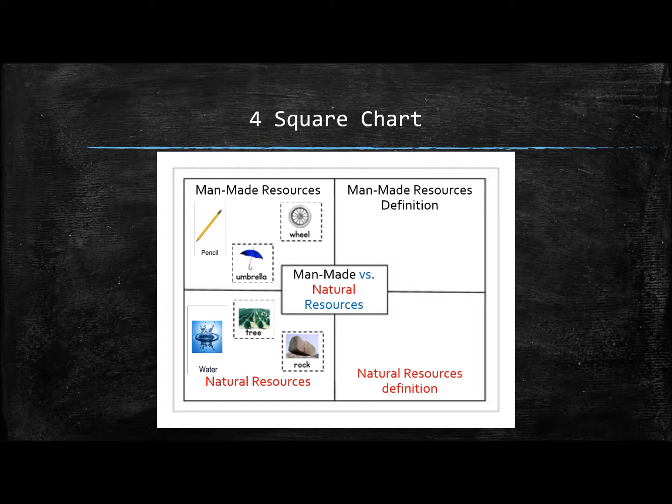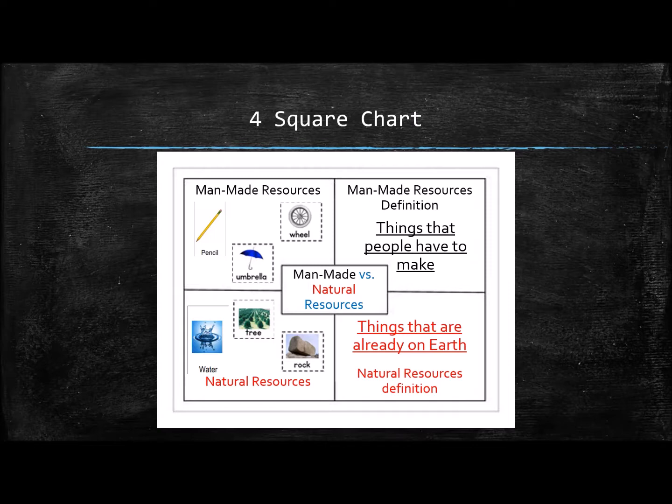So now let's look at our definitions. So let's talk amongst ourselves and kind of think about what you think are good definitions for man-made resources and natural resources. And then we're going to come back together and come up with a class definition. Very good. Okay, so let's think. What are man-made resources? Yes, they are made by people. They do not grow in nature. So I think that is a great definition. That is things that people have to make. So now let's think about natural resources. What are natural resources? Good, that is right. They are things that are already on Earth.